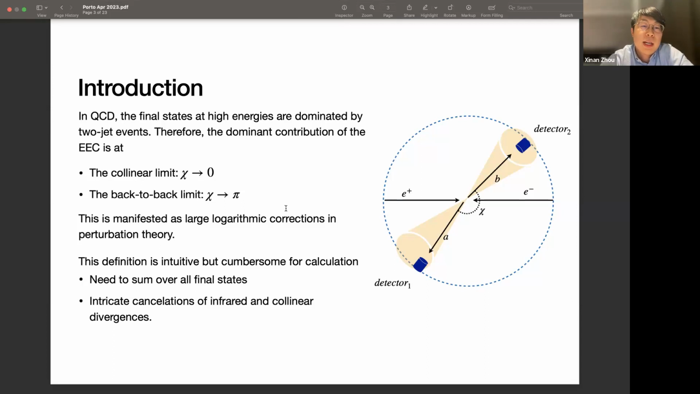Now in QCD, at high energies, the outcome of this E plus E minus scattering is dominated by events with two jets. And therefore, if you look at this EEC, you find that the dominant contribution comes from two limits. The first limit is a collinear limit where chi goes to 0, which means both detectors are measuring the same jet. And then there's another limit in which the two detectors are measuring two jets in two different directions. This is the limit where chi goes to pi, and it's called the back-to-back limit. This dominant contribution in these endpoint regions is manifested in perturbation theory as large logarithmic corrections.